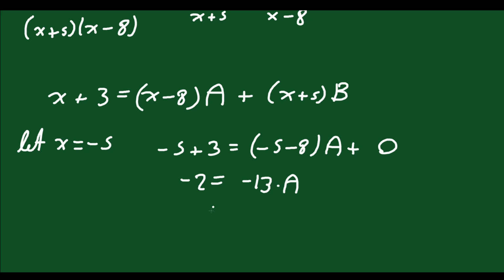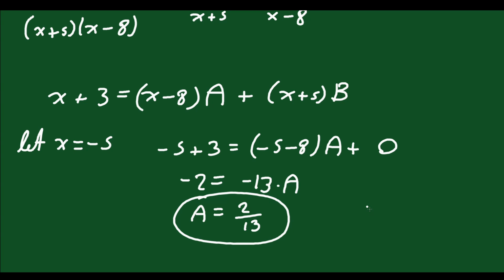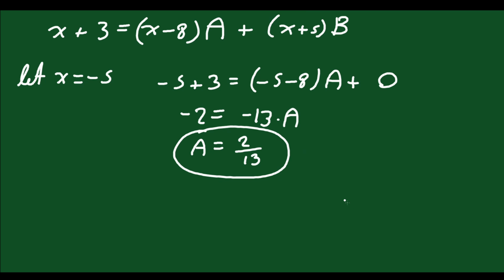Divide both sides by negative 13. A equals 2 over 13. Okay? So that's your a value. And then to find the b value, we got to get rid of a. So I'm going to make x equal to 8 to get rid of it. So let x equal 8.